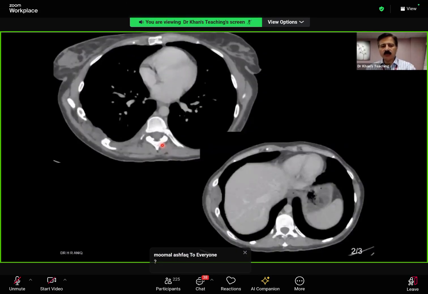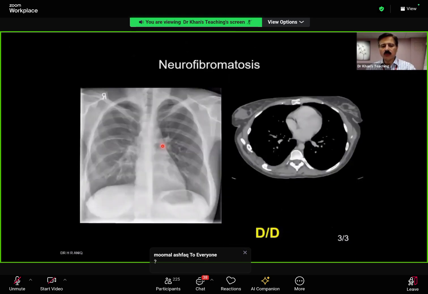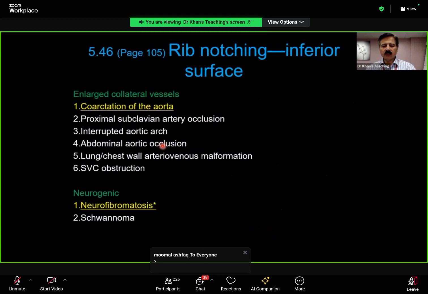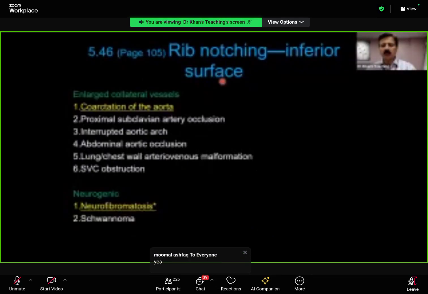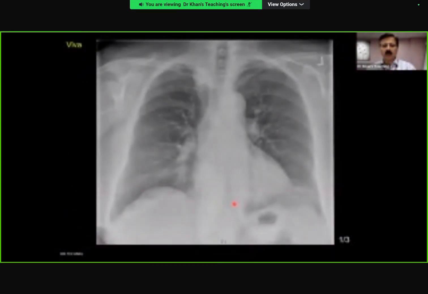In this particular case, there were neurofibromas. This is a case of neurofibromatosis, a neurogenic tumor. And the differential diagnosis of rib notching: there is a differential in your book for the inferior surface and the superior surface. So neurogenic is what we are talking about. This is your last case, and then number 3 should be ready.